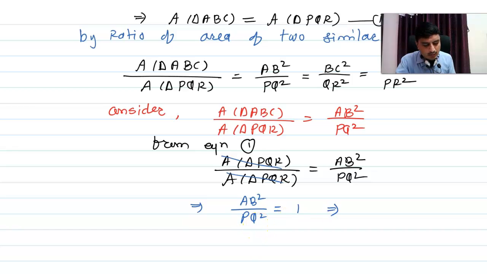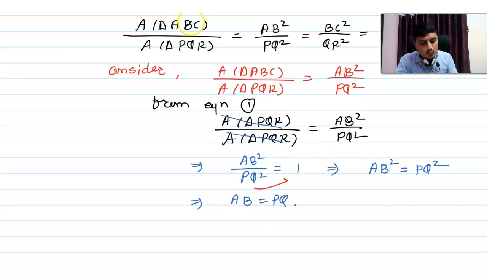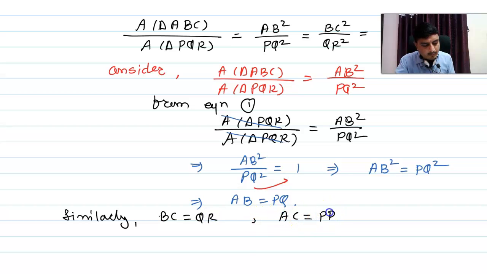Once we shift PQ square from left to right, we are getting AB square is equal to PQ square. Taking the square root on both sides, we have AB is equal to PQ. Similarly, the area ratio equals BC square divided by QR square, or the area ratio equals AC square divided by PR square, so similarly BC equals QR and AC equals PR.